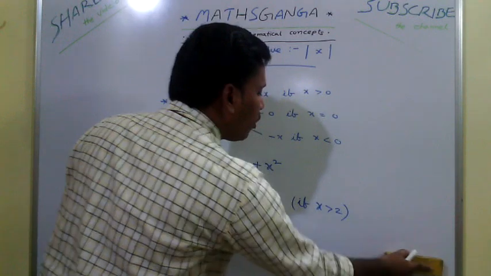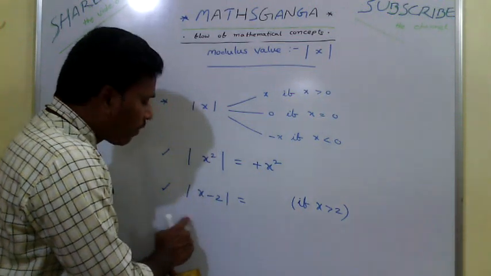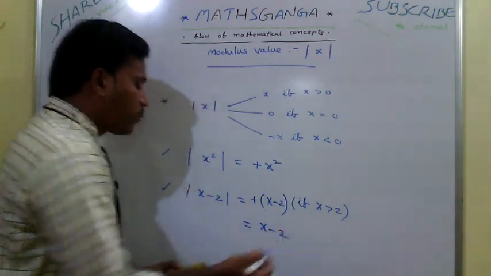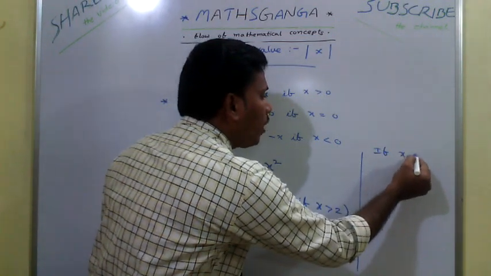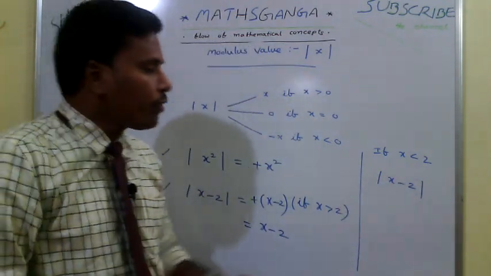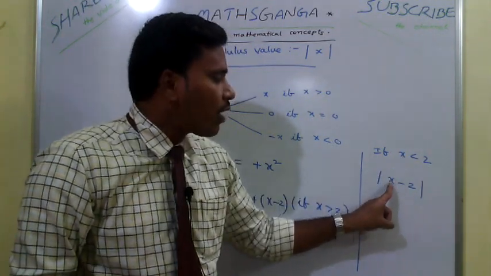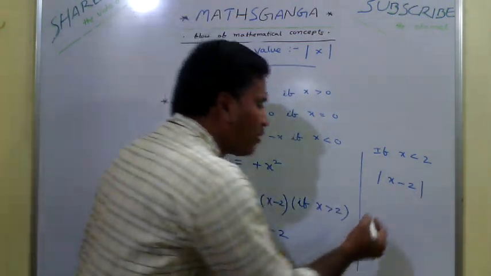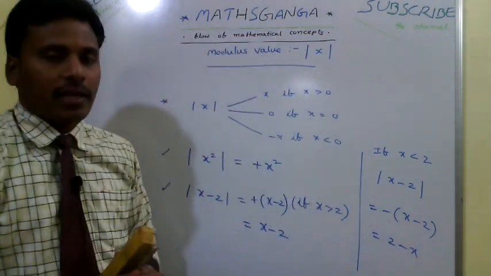The value of x is larger than 2. Since x is more than 2, x minus 2 is positive. Since x minus 2 is positive, while removing modulus, we will multiply with the plus sign and our answer is x minus 2. Now suppose they mention that x is less than 2. Then what about x minus 2? Our input is x minus 2. If x is less than 2, this x minus 2 is negative, because a smaller value minus a larger value is negative. Since our input x minus 2 is negative, while removing modulus, we need to multiply with the minus sign, minus of x minus 2, and the result is 2 minus x.